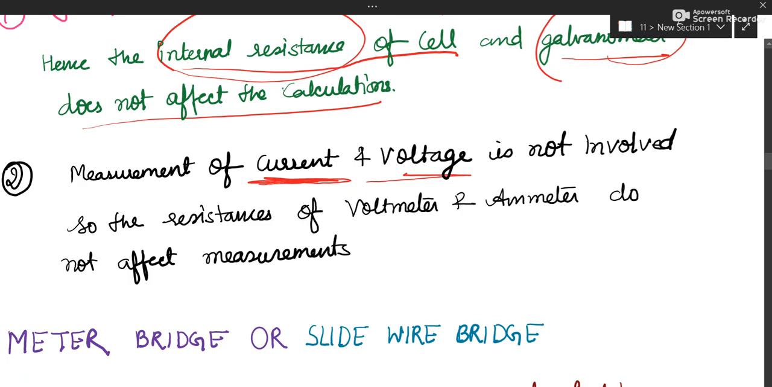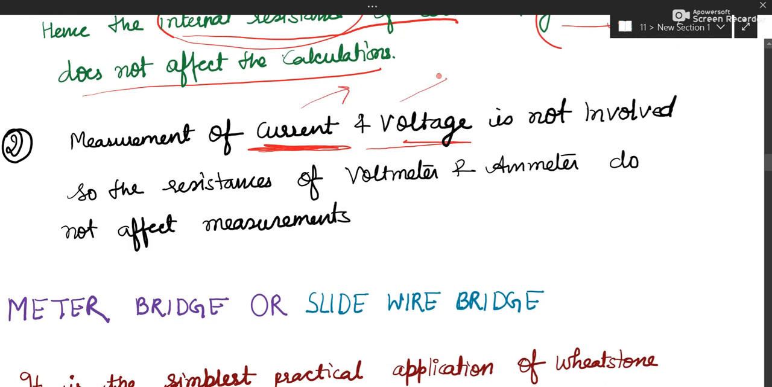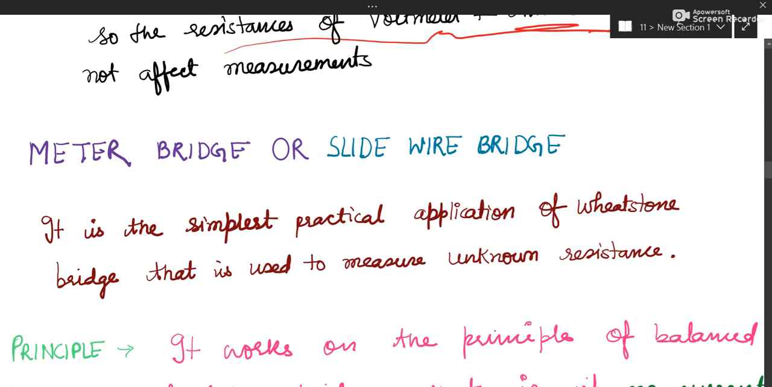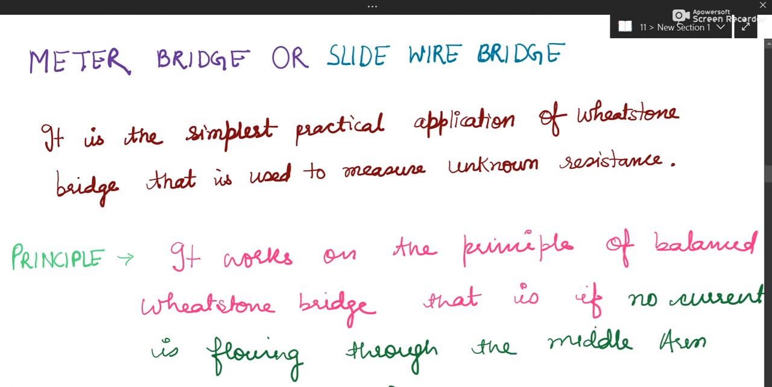Out of 4, 1 is unknown, that is to be calculated. So there is no measurement of current and voltage, so resistances of voltmeter and ammeter also do not affect the calculations. These are two benefits. Benefits and sensitivity you can read it last.